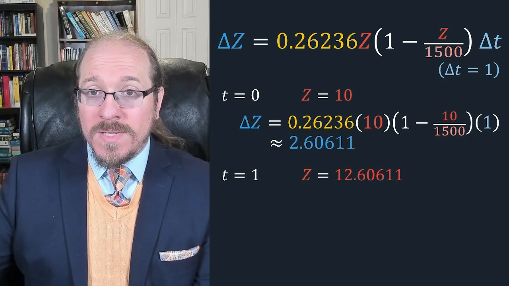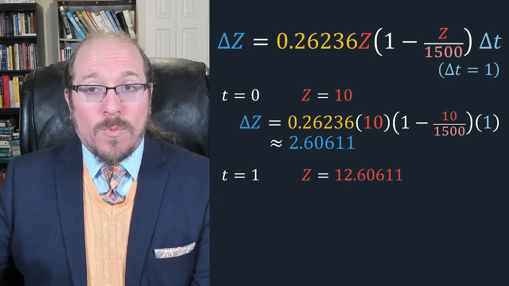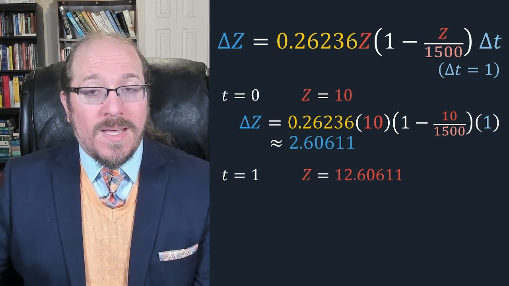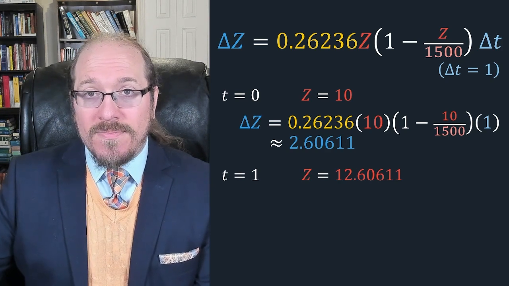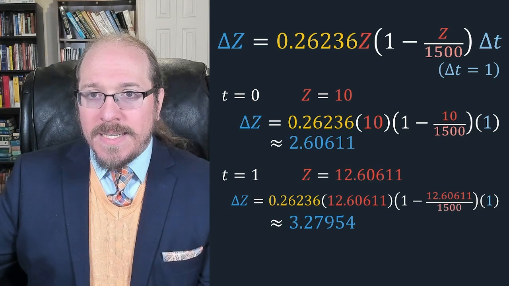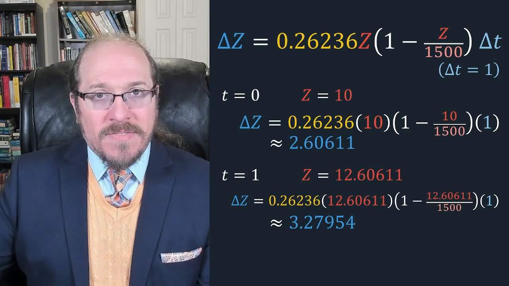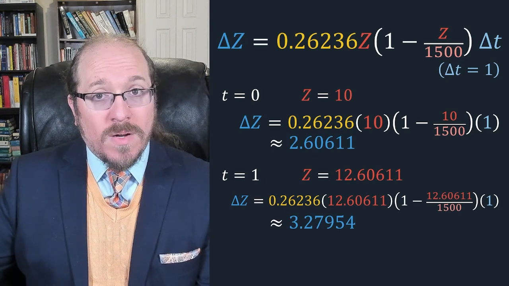That non-whole number doesn't mean a zombie is missing an arm or something, it just means that we're dealing with an approximation here. But that's at least pretty close to the 13 that we originally counted. Okay, now what? Well, now the growth rate's going to be different because z is different. Z has changed from 10 to 12.60611.